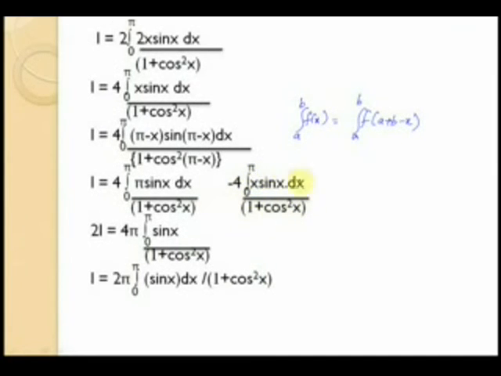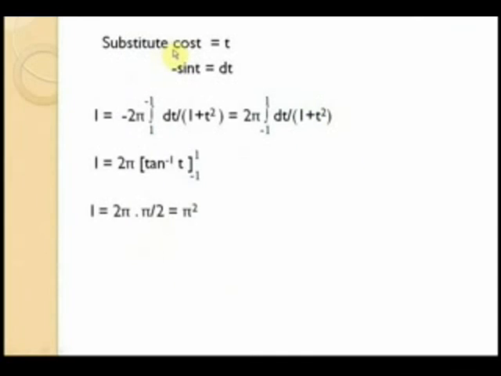Now we see that this is nothing but equal to I, so we get 2I equal to 4 pi into integral of sin x by 1 plus cos square x from 0 to pi, or I would be equal to 2 pi into integral of sin x dx divided by 1 plus cos square x from 0 to pi. Now what we do is we substitute cos x equal to t, so minus sin x dx would be equal to dt. So I would be equal to minus 2 pi into integral of dt by 1 plus t square from 1 to minus 1, or 2 pi into integral of dt by 1 plus t square from minus 1 to 1.